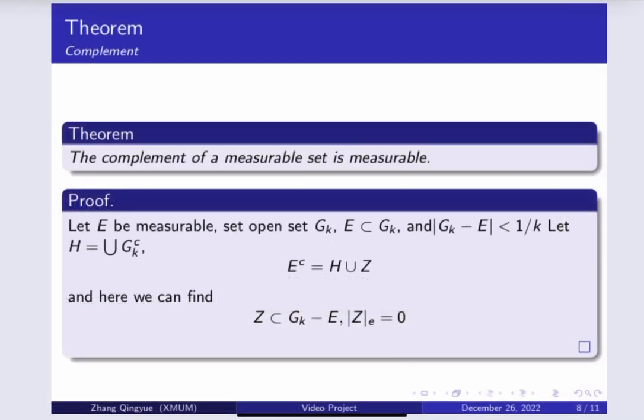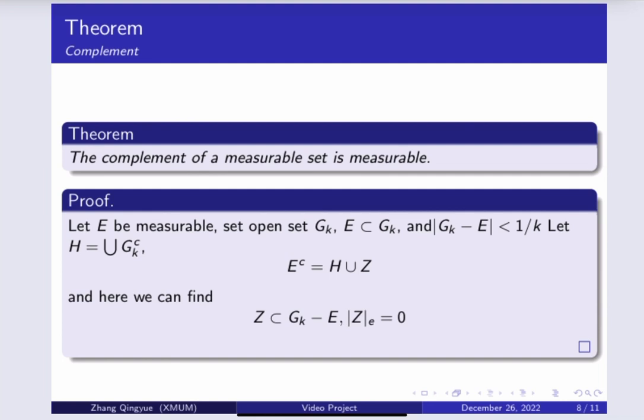Then we come to the next theorem about the complement. The complement of a measurable set is measurable. To prove it, we let E be measurable and choose open sets Gk such that E belongs to Gk and the outer measure of Gk minus E is less than 1 over k. The complement of Gk is closed, so it is measurable, and we let H equal the union of the complements of Gk, and H is also measurable.